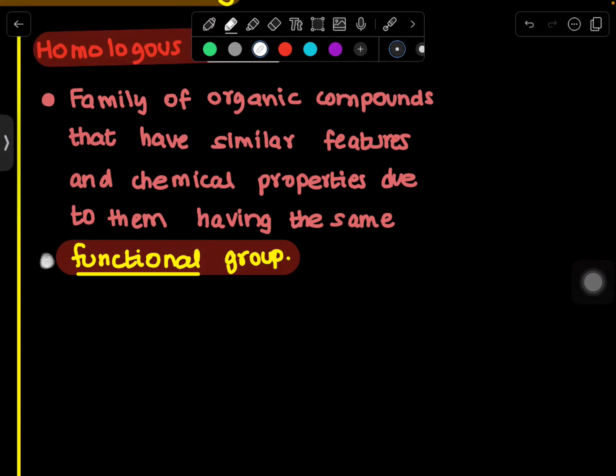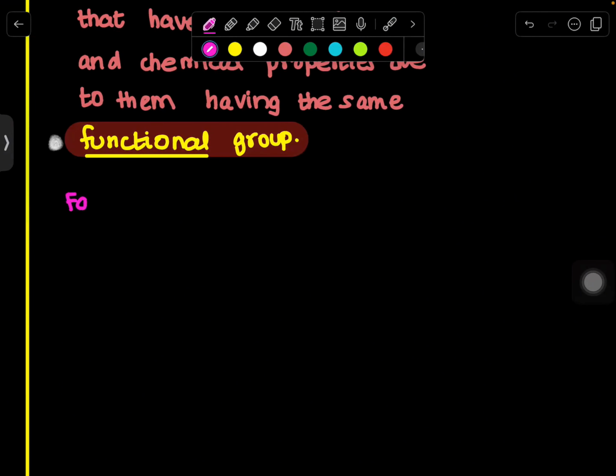Now, I'm going to write down different families that are included in our syllabus. They're functional groups and the suffix that their name ends with. I'm going to use FG for functional group.